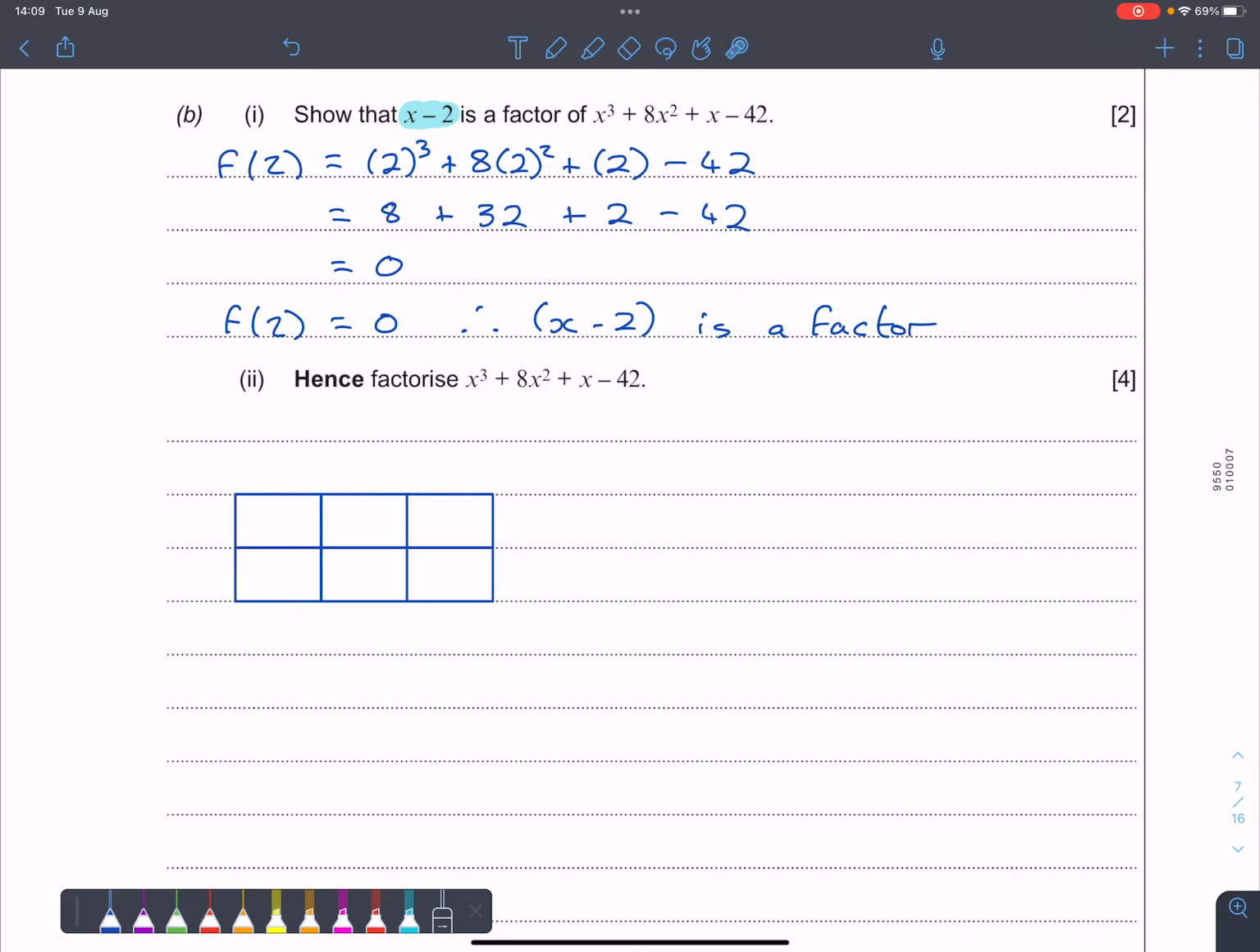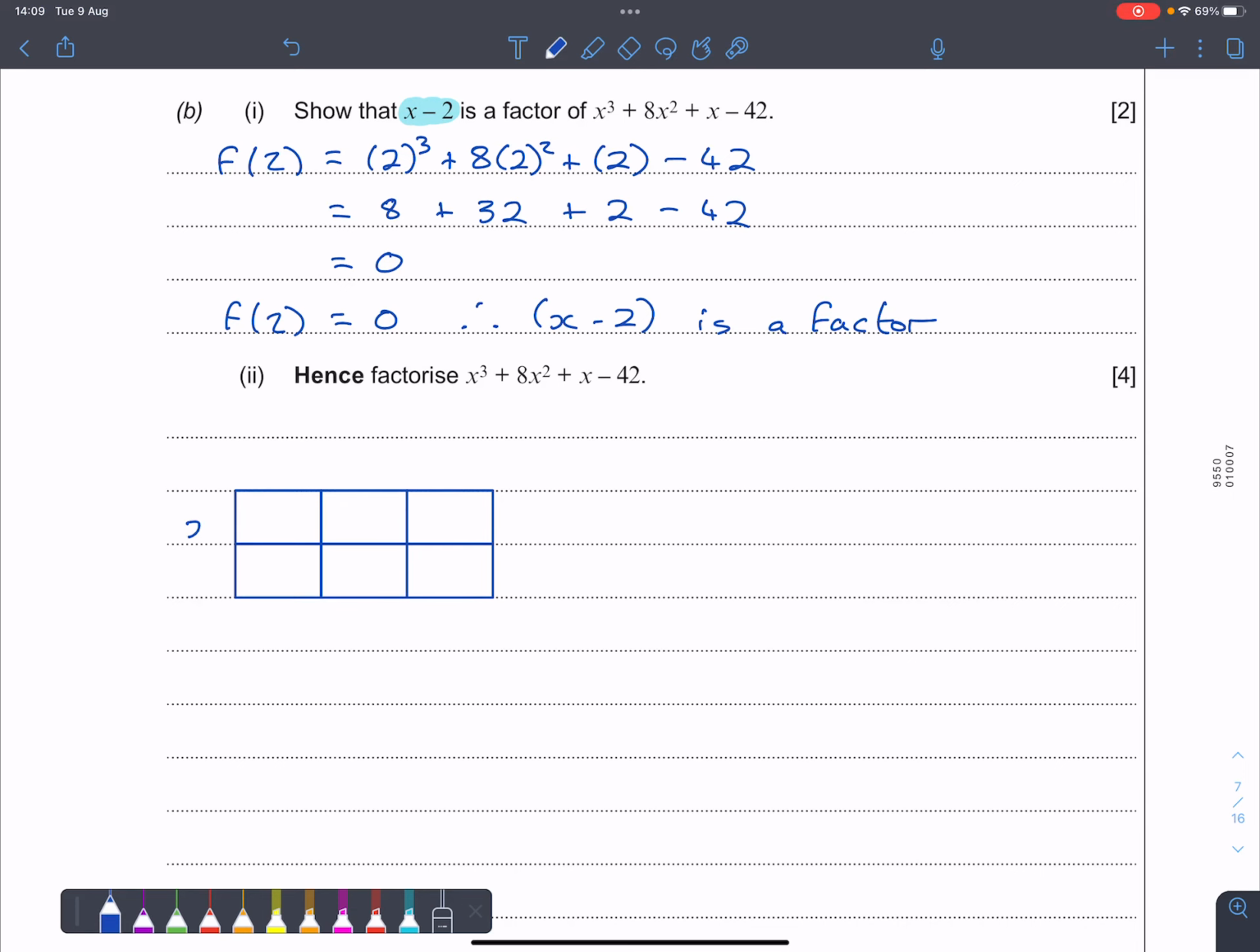Because this is a cubic, and I know one of my factors is x minus 2, then in order to come out with a cubic as the answer from multiplying by a linear, I need to have a certain number of x squared, a certain number of x's, and a certain amount of constants. So this gives me a 2 by 3 grid. I'm going to put in the information that I can, which is that x cubed is going to be in the top left, and my constant, negative 42, is going to be in the bottom right.